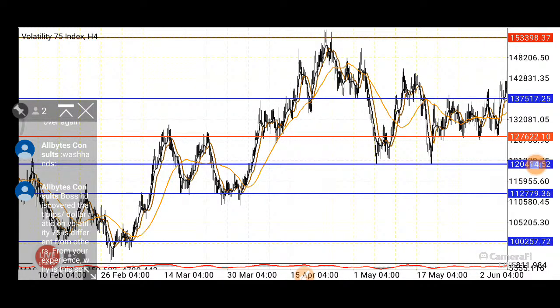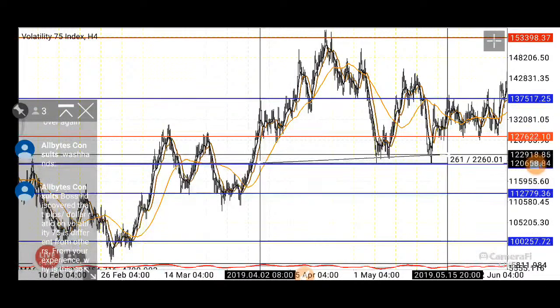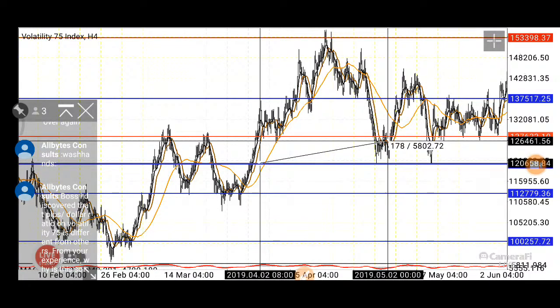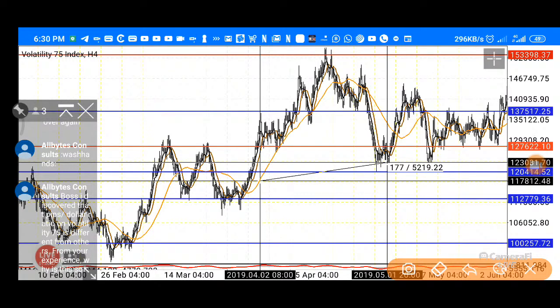So any market you are entering, whether you are buying or selling, the lot size you use will be multiplied by whatever you see here, the pips. So that's why it's a very crazy market. And you can see the price is 6 digits. See, for resistance, this is 112,779.36.